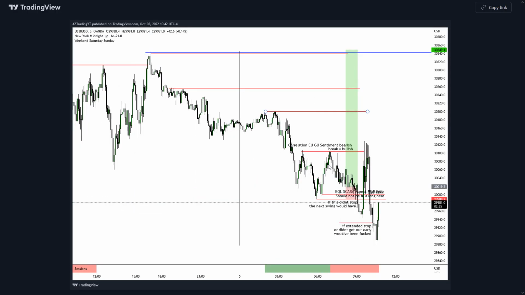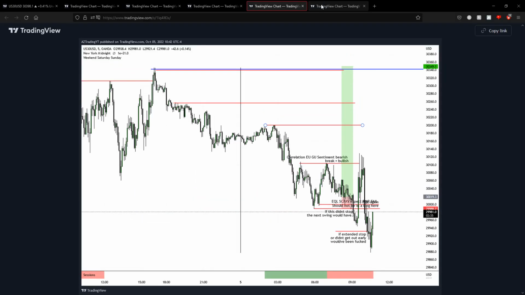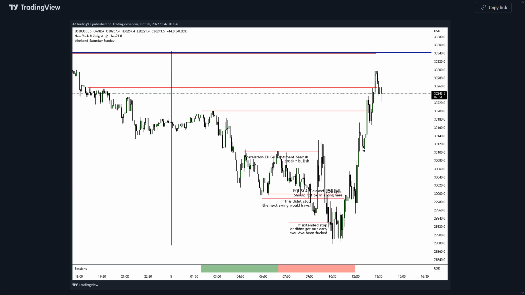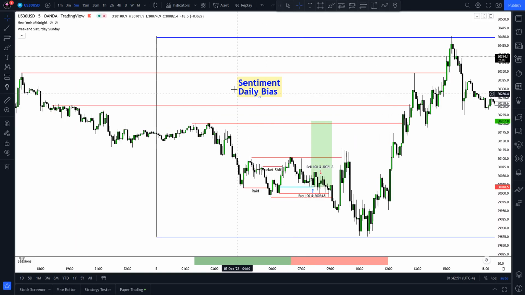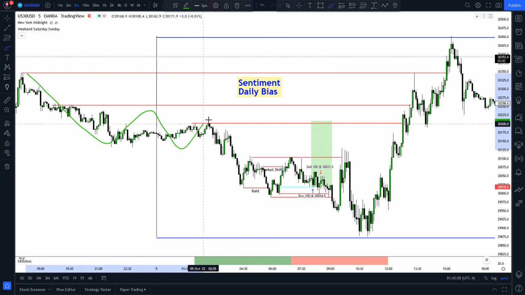And the final screenshots were just my original objectives and then a progress picture of price reaching those objectives later in the day. Alright, so quickly with sentiment, if we have a look at how price is traveling prior to the day's opening and prior to the New York session, price is obviously quite bearish.